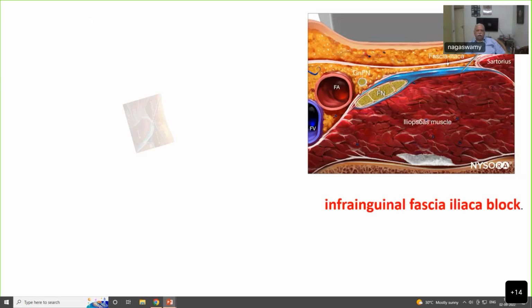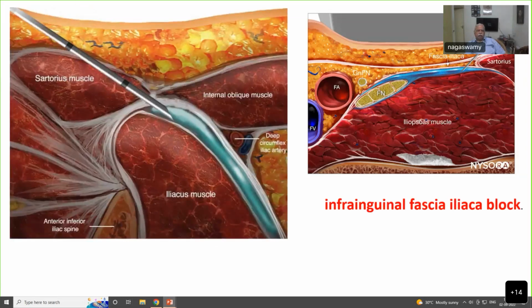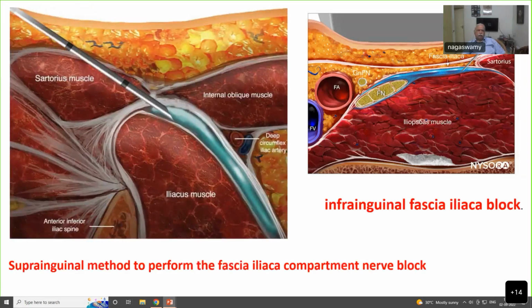And this is the infrainguinal fascia iliaca block. And this is the suprainguinal. You can go above the inguinal ligament, near the anterior superior iliac spine, and then you see the sartorius muscle and then the internal oblique muscle. If you see all these structures in the ultrasound image, then it is a suprainguinal approach. You have the deep circumflex iliac artery and the iliacus muscle there.